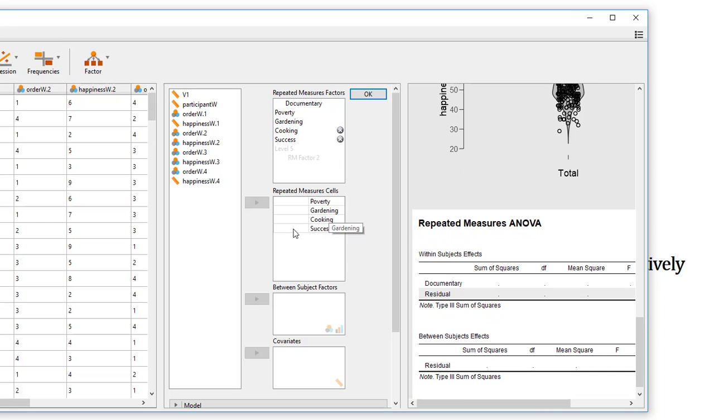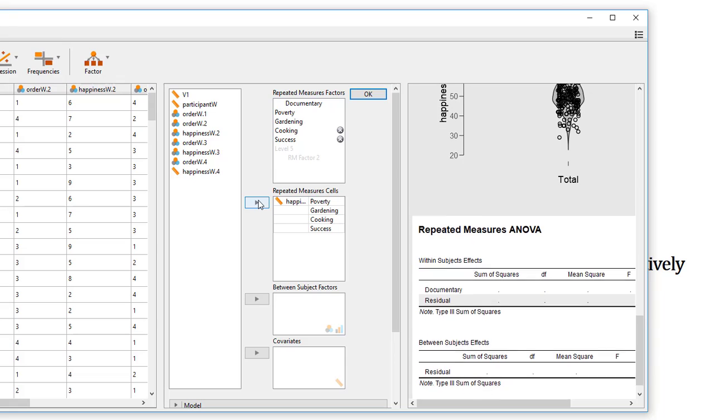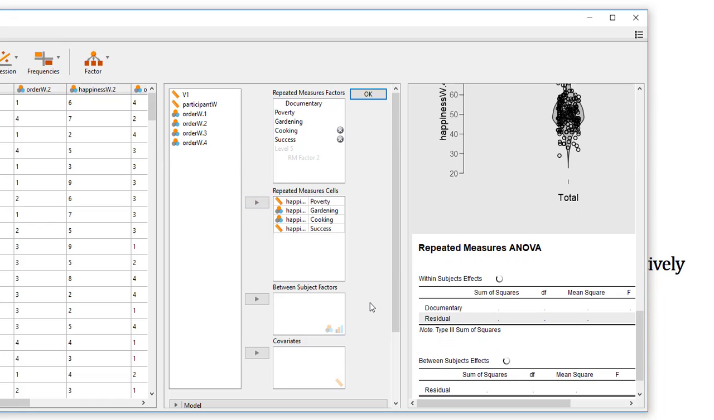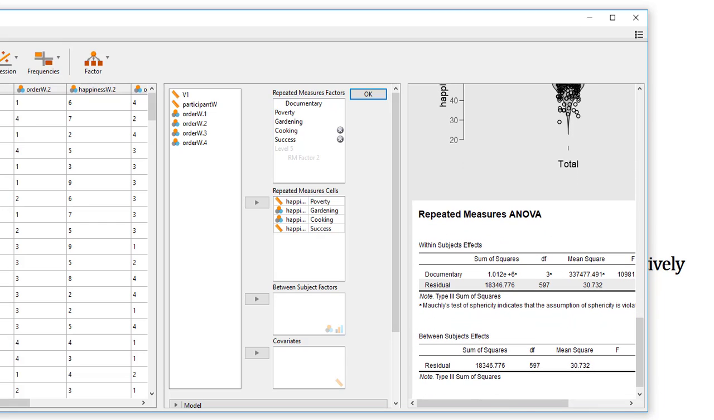Okay, so now we've just created these repeated measures cells. Now we have to match them with the variables that we have. So remember, happiness W1 for poverty, W2 gardening, W3 cooking, and happiness W4 success. So that will calculate the ANOVA.